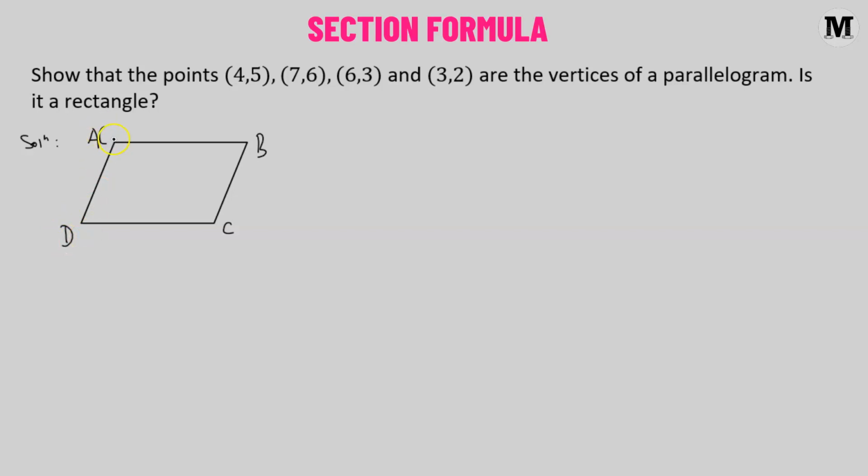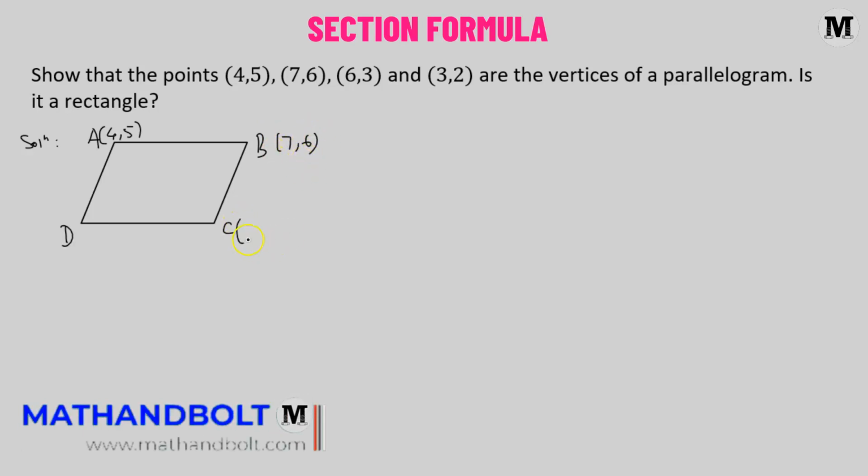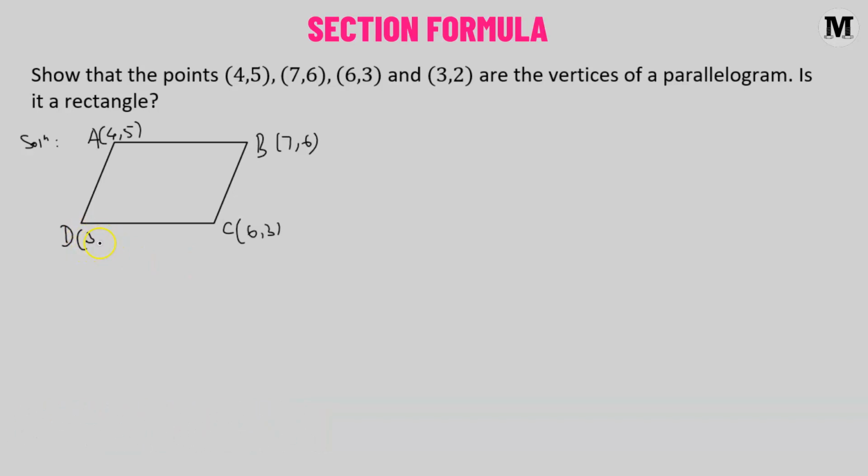We'll suppose that the coordinates of vertex A are 4, 5. Coordinates of vertex B, let it be 7, 6. Coordinates of vertex C, let it be 6, 3. And the coordinates of vertex D, let it be 3, 2. Now we'll join A and C, and we'll also join B and D, and that is going to give us the two diagonals of the quadrilateral.